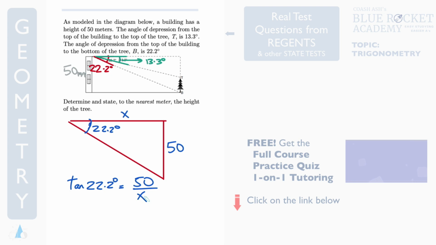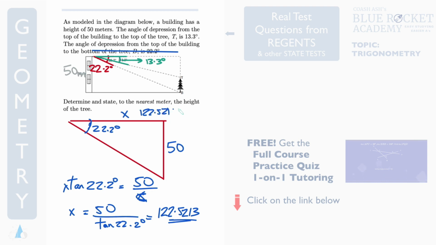So you cross multiply this. X goes over here, and then you can write down X is equal to 50 over tan of 22.2 degrees. When you put this in the calculator, the answer you're going to get is 122.5213. Let's write this down, and then we're going to use this for the next step. In other words, this length over here is going to be equal to 122.5213, and then we'll use this to find this length now.